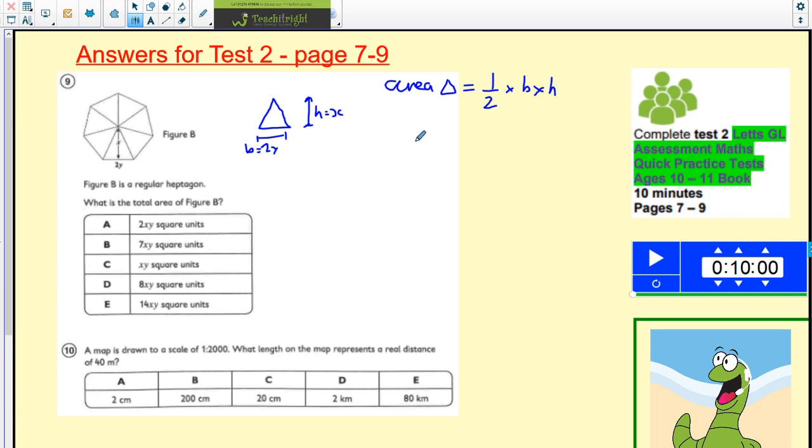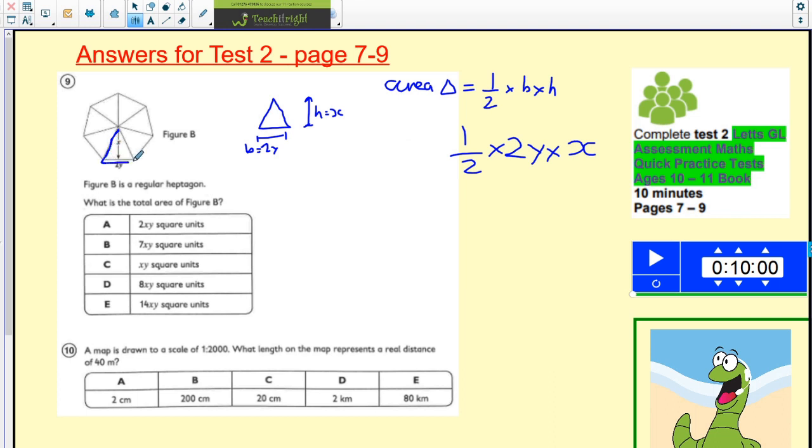So let's plug in our things. We've got to do a half times 2y times x. Notice how when I'm drawing, my times is a straight and my x is a curly. That's to make them stand out from one another so you can spot the difference. But that's one, and that will give us the area of one triangle.